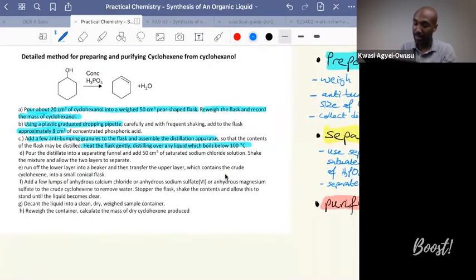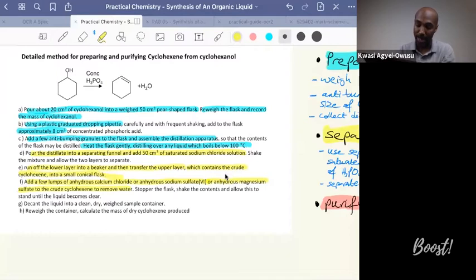Okay, so let's look at, first of all, highlighting the separation portion of this process. So we're going to be using a separating funnel and adding some sodium chloride and shake and allow the two layers to separate. Then you're going to run off the lower layer, and we're going to have our upper layer, which is our crude product. And then we're going to be adding a few lumps of anhydrous calcium chloride, so again, a drying agent, or sodium sulfate, which we saw previously, or even magnesium sulfate, to remove water.